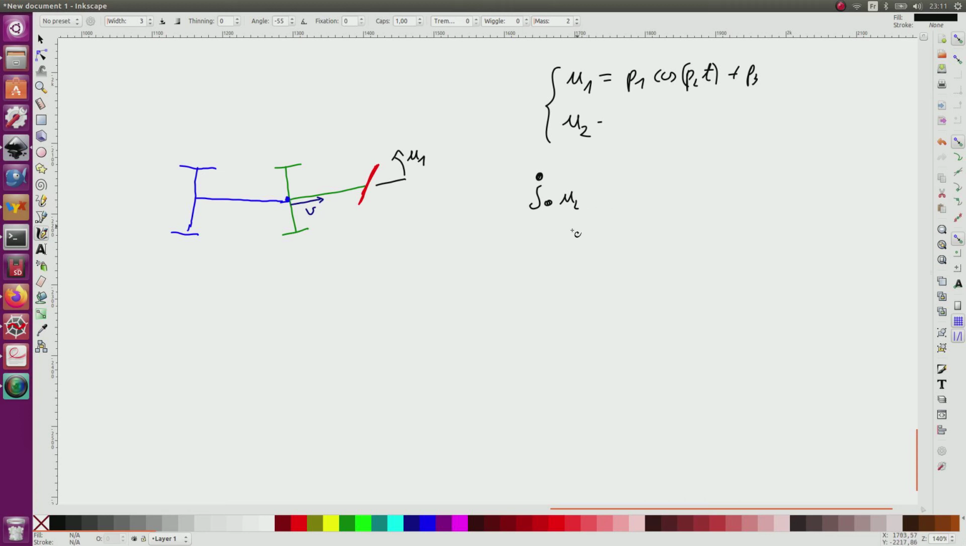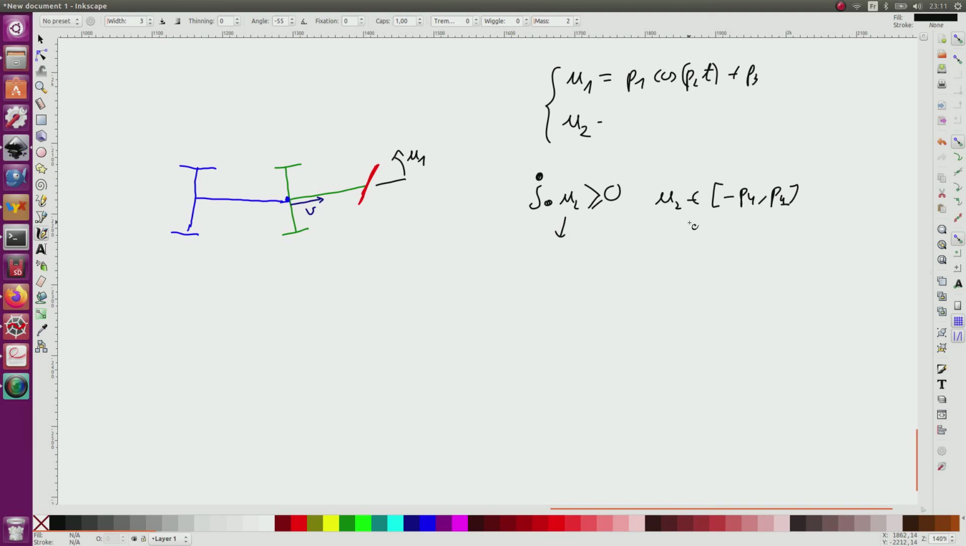So we'll assume that U2 belongs to an interval, let's say minus P4 and P4, which is another parameter of my controller. And delta dot U2 should be positive. So to give as much power as possible, I have to choose U2 inside this interval.